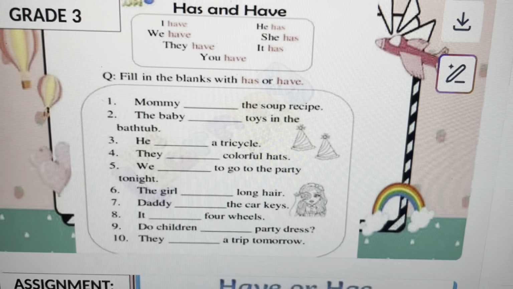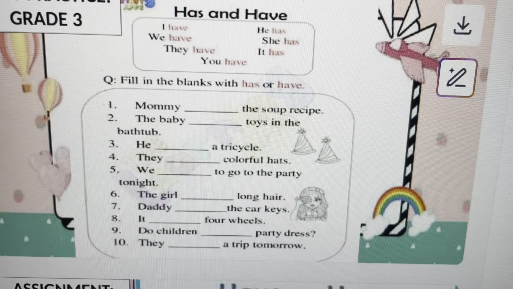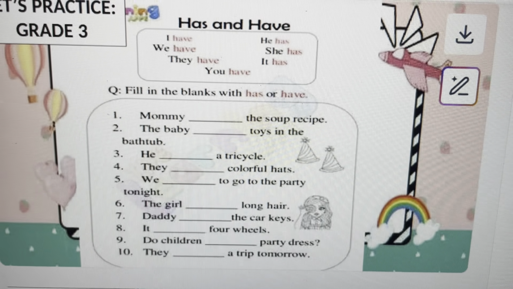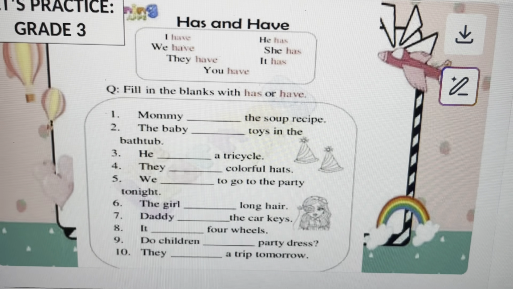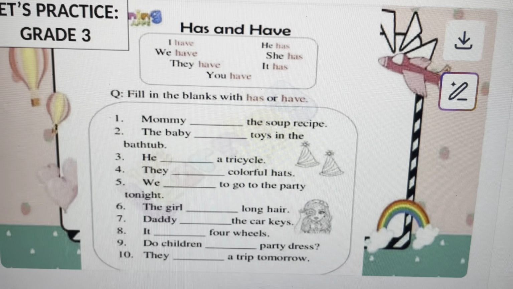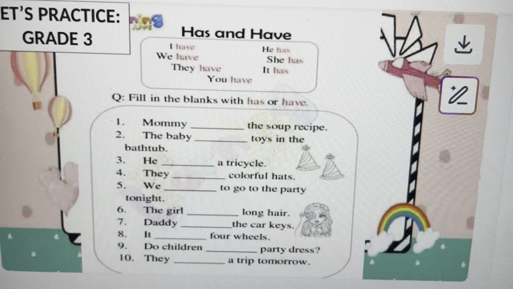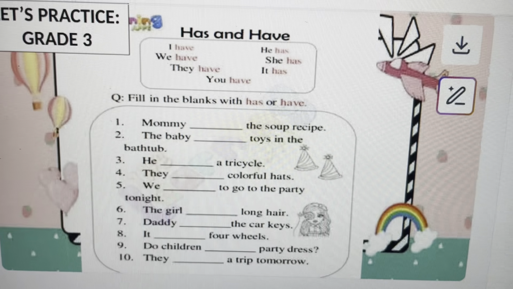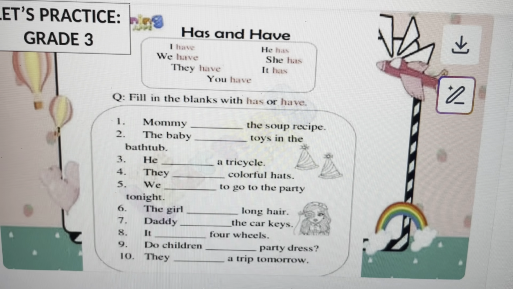a tricycle. Then the fourth one, they dash colorful hats. They are plural, more than one. Hats more than one. So what will come here? They have colorful hats. We dash go to the party tonight. We are more in number. So what will come here? We have to go to the party tonight. Clear, students? So next 6, 7, 8, 9, 10, these are the homework for you.